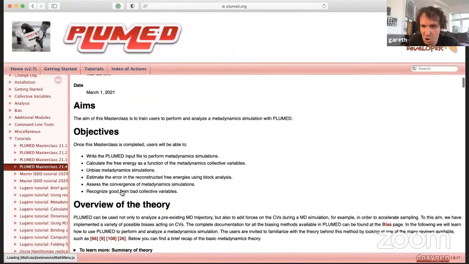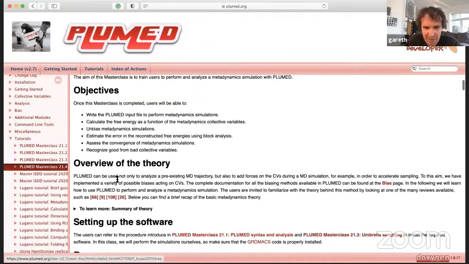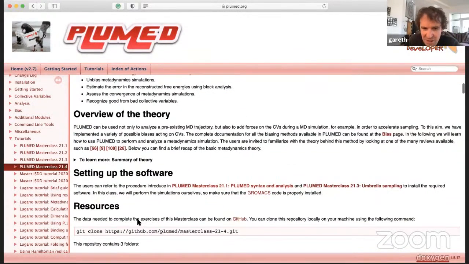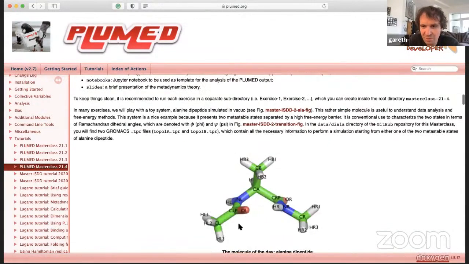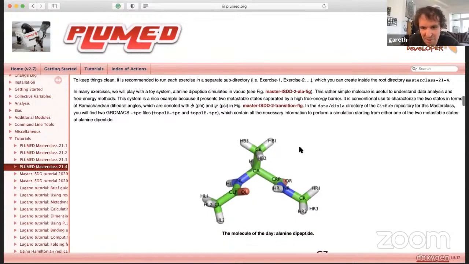So we've got an overview of the theory, which I've explained, and references to many reviews on metadynamics that you can look at. There are details about how to set up the software, but it's the same as you did last week for GROMACS. And then within all of this, you're going to be looking at alanine dipeptide. We looked at alanine dipeptide last week. It's our test case molecule.